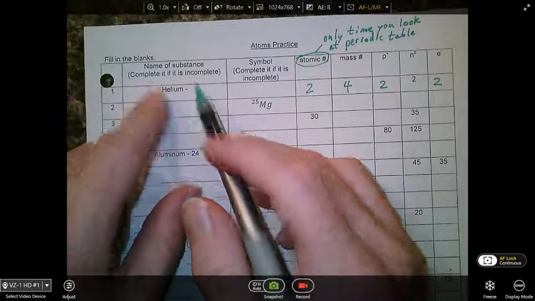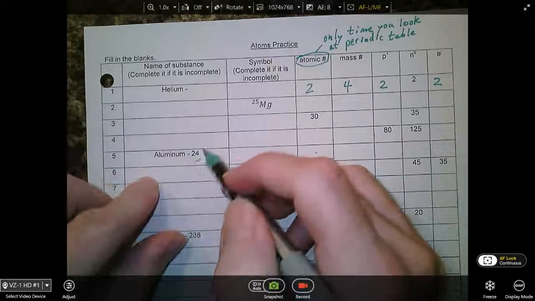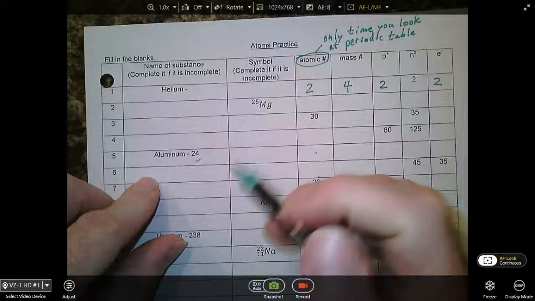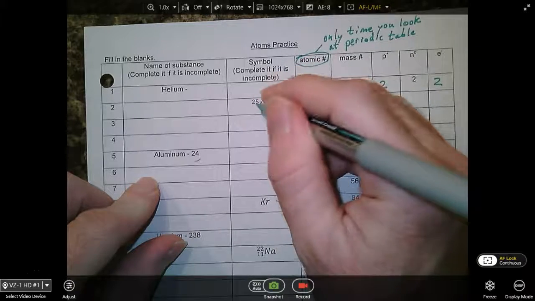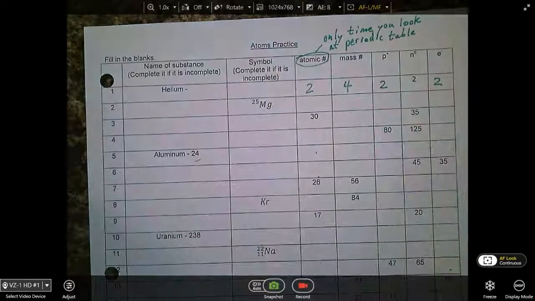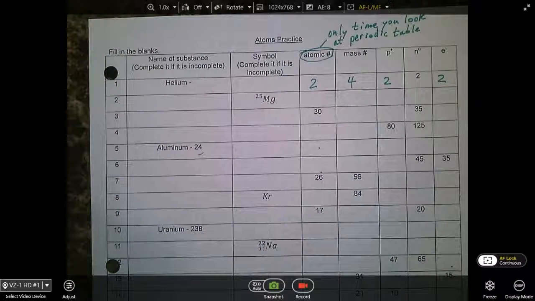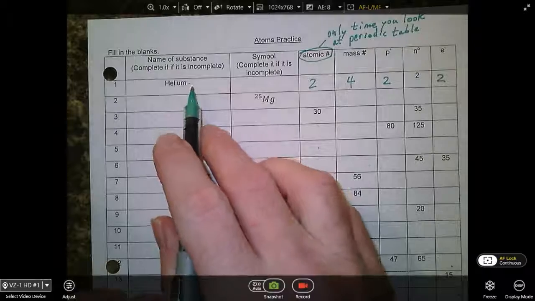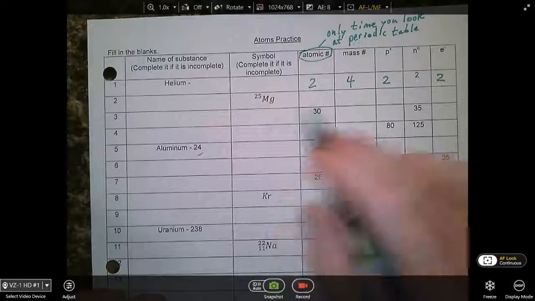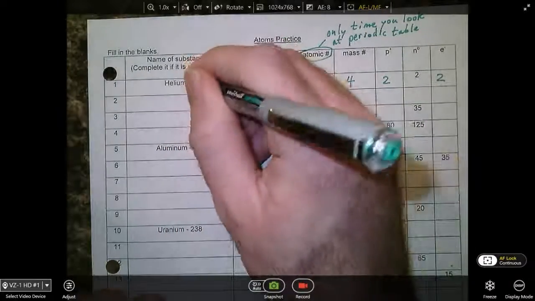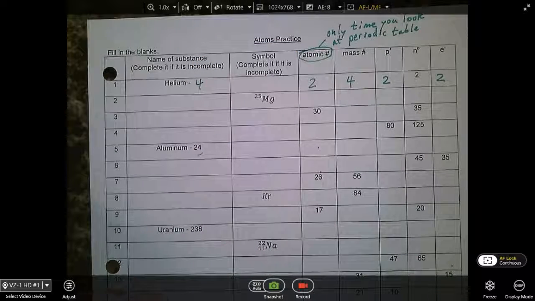And by the way, if you only put the name and you don't put the mass number afterward, or if you only write the symbol and you don't put the mass number at the top, you will get a very low grade on this. It's very important you put the mass number. So we put helium, and then after that dash, we're going to put whatever the mass number is. It's 4. This is a helium-4 atom. It's a specific type of atom. We're going to talk more about that in class tomorrow.